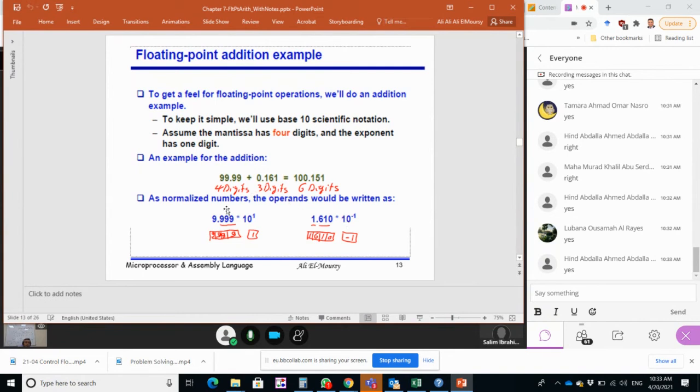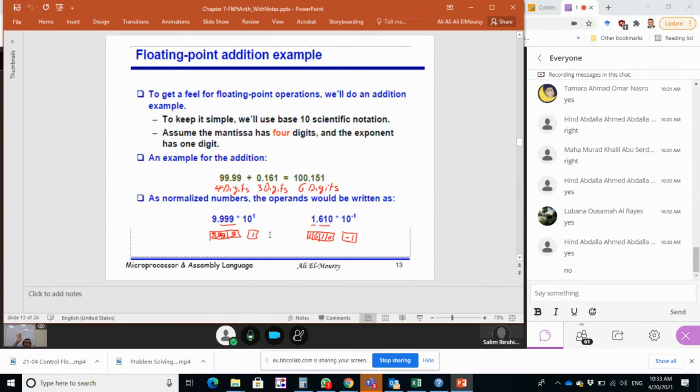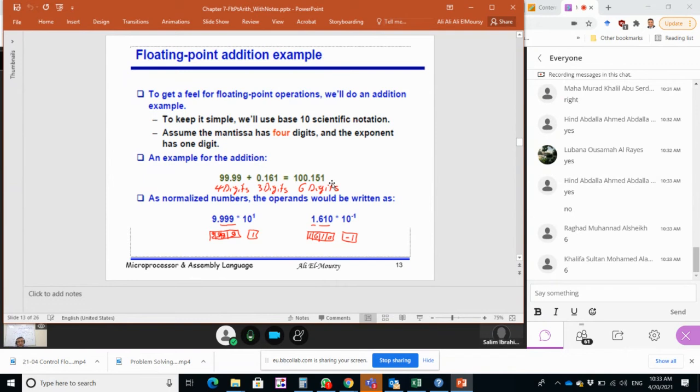The original two numbers can fit in the 5-digit storage, 4 for the Mantissa and 1 for the exponent, without any problems. But after the addition, can I store the result back in the same 5-digit storage? What is the Mantissa? The Mantissa here contains how many digits? Can you see how many digits I need to store this Mantissa exactly as it is? I need 6 digits. Okay?